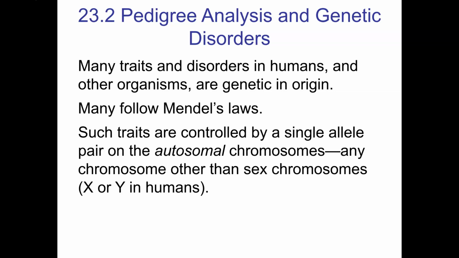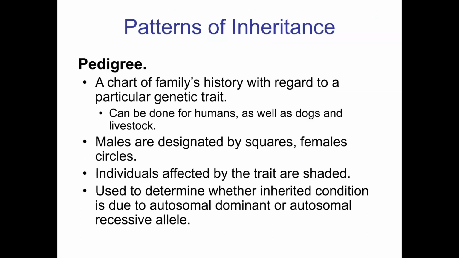So if we have a single allele that is associated with a trait on a body cell or a body chromosome, so autosomal chromosomes are any chromosome other than your sex chromosomes, then we can use a pedigree to help us identify them. We can also do it with sex chromosomes, but that's a little different. So a pedigree is a chart of a family's history with regards to that specific trait that we care about. So this is done on many organisms.